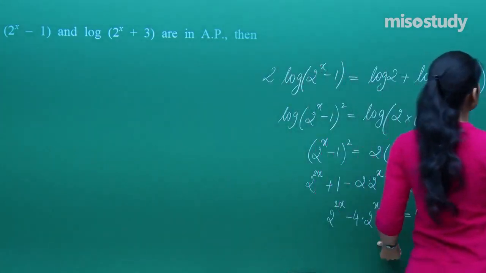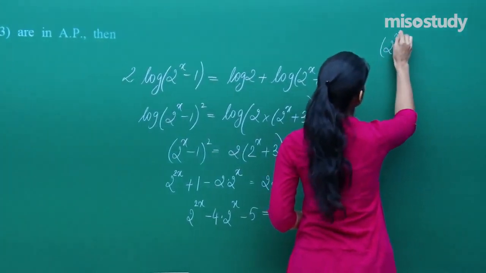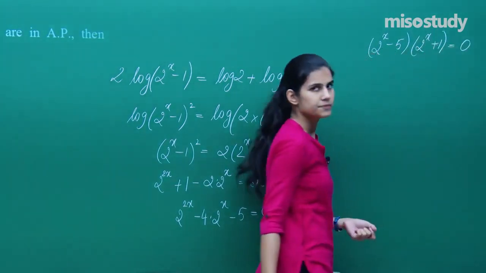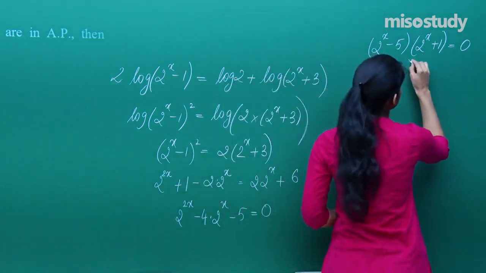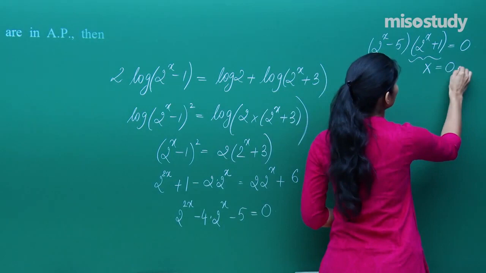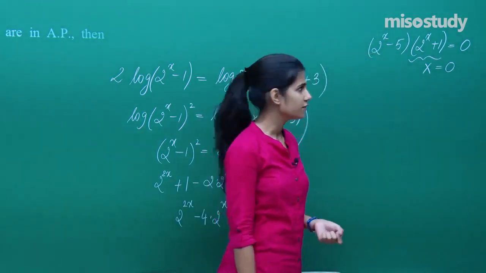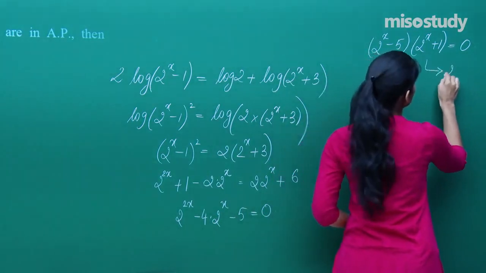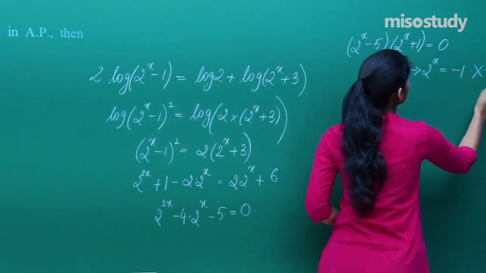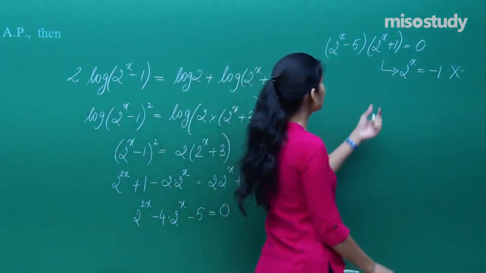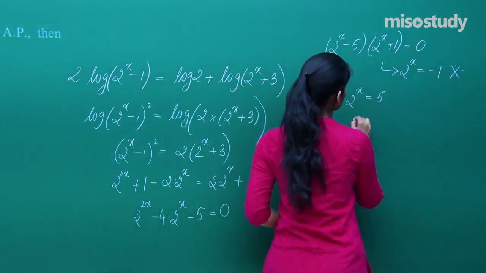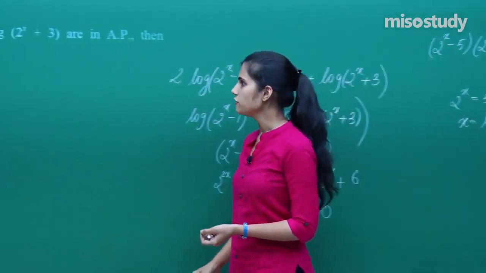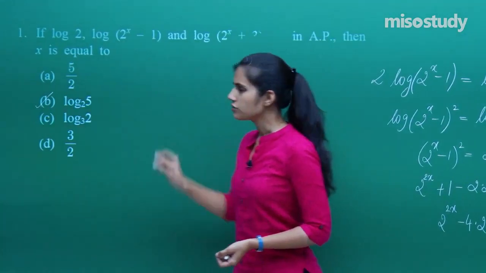Okay, so from here, when you break the middle term, you get (2 to the power x minus 5) into (2 to the power x plus 1) equals 0. Now, I know that this second factor can never be 0. Why? Because 2 to the power x is never negative. If it were 0, you would get 2 to the power x equals minus 1, which is wrong. And therefore, for this expression to be 0, 2 to the power x will have to be equal to 5, or x will be log 5 to the base 2. And therefore, the value of x is log 5 to the base 2 for these three terms to be in arithmetic progression.